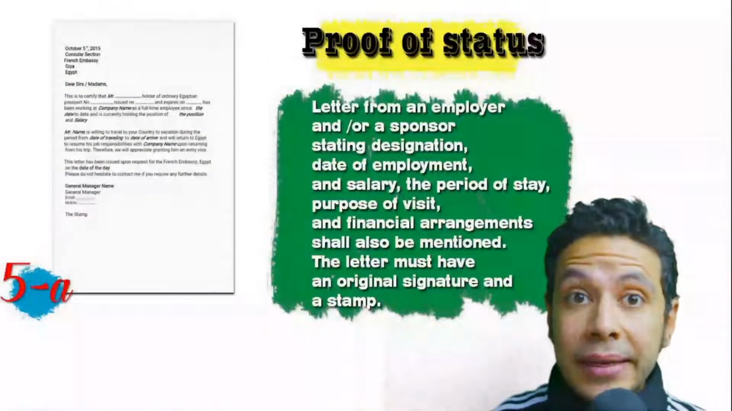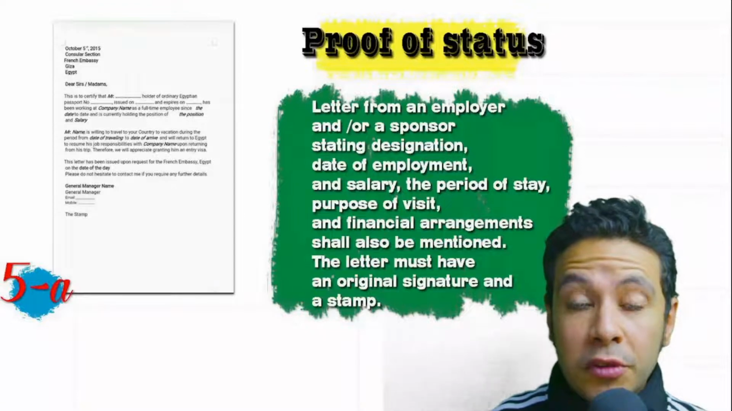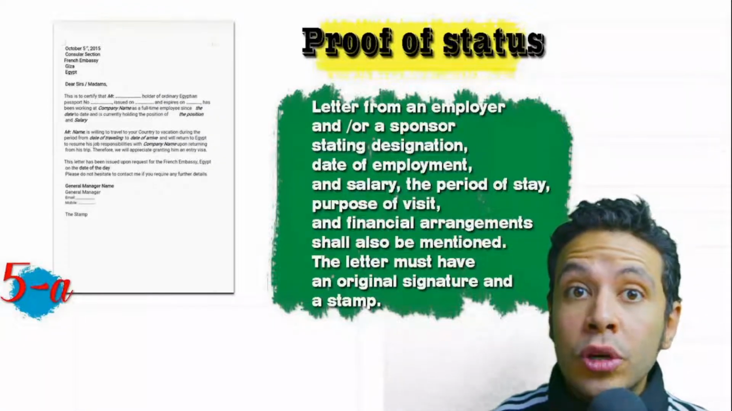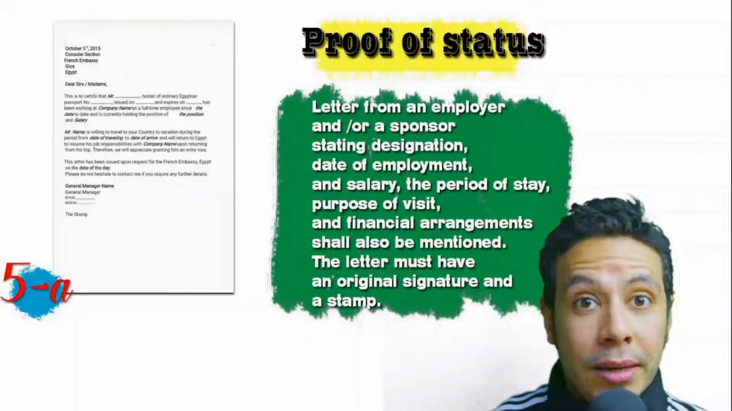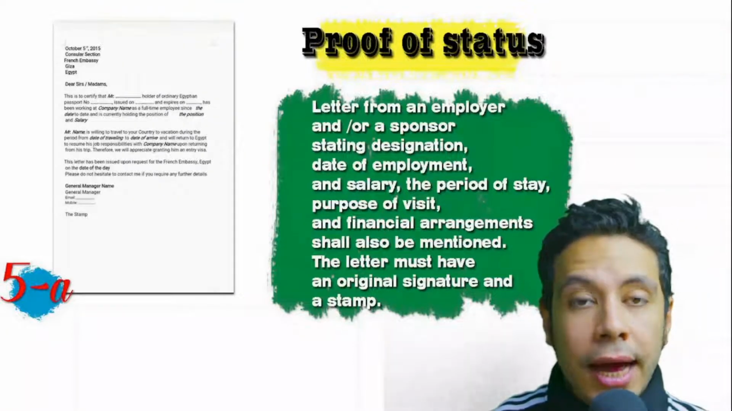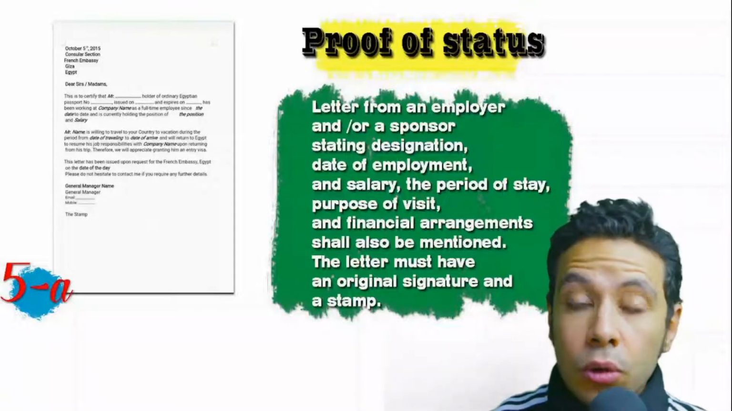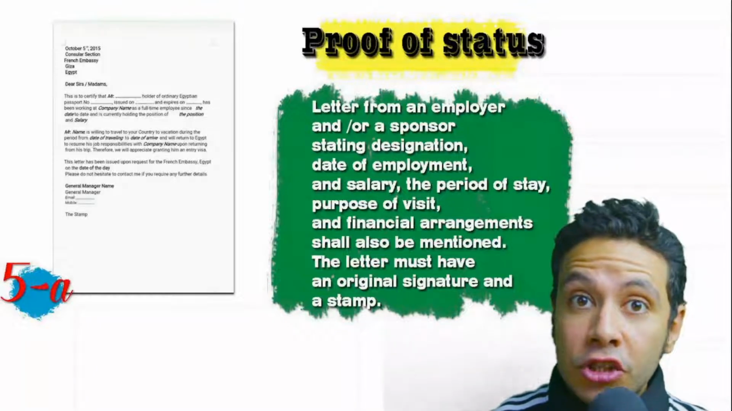In most of the visa application processes, you will be required to provide a proof of status. For example, if you are an employee, you will have to provide a letter from your employer or from your HR department mentioning your name, your work detail, and your salary. Both address and contact numbers should be mentioned also in that letter, and all letters must have an original signature and a stamp.